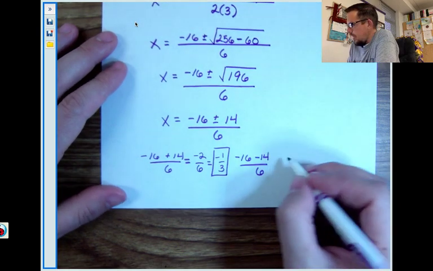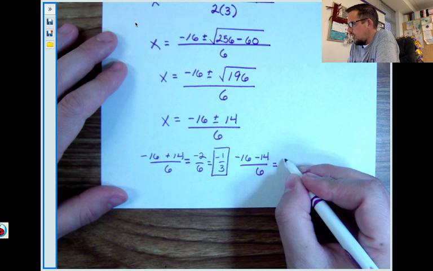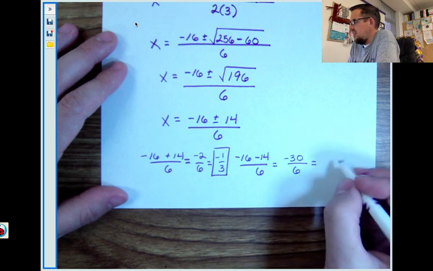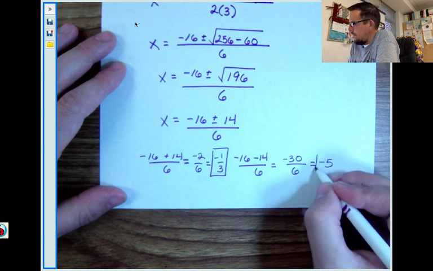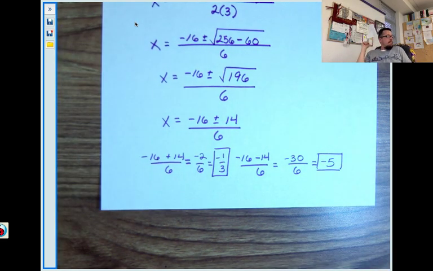Let's do the other one. Negative 16 minus 14? Negative 30. Good. Divided by 6. There you go. So my 2 answers are negative 1/3 and negative 5. I like this a lot better.